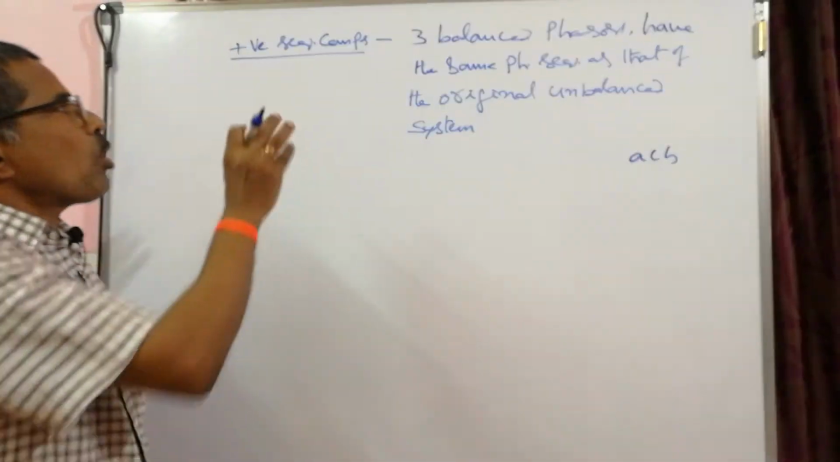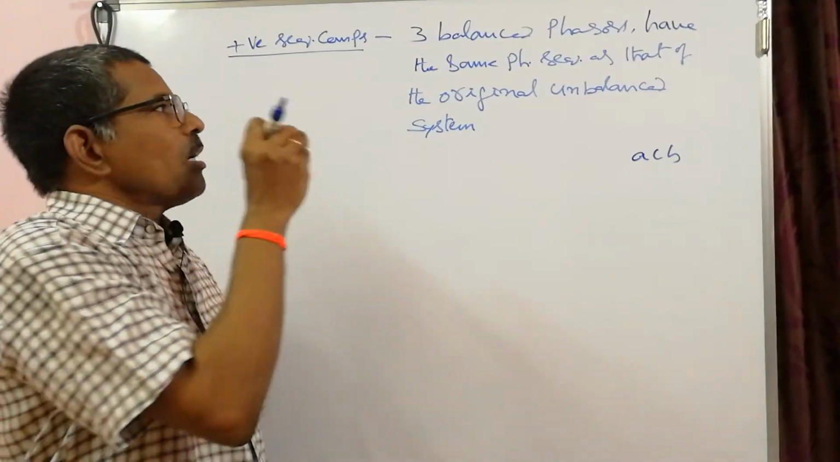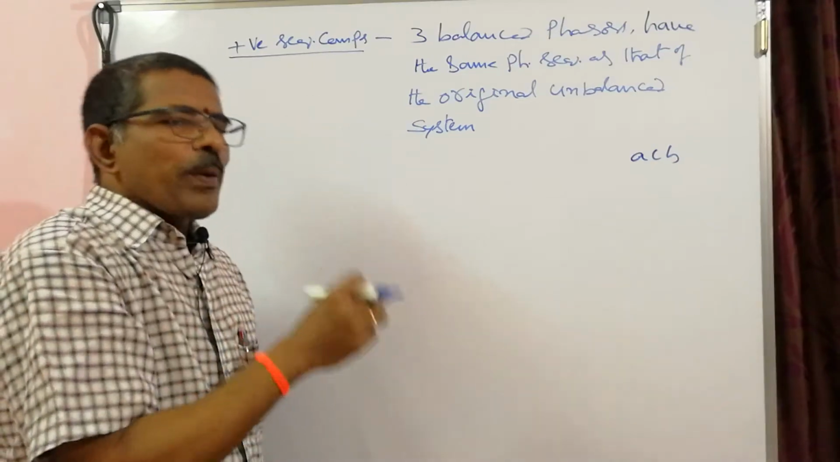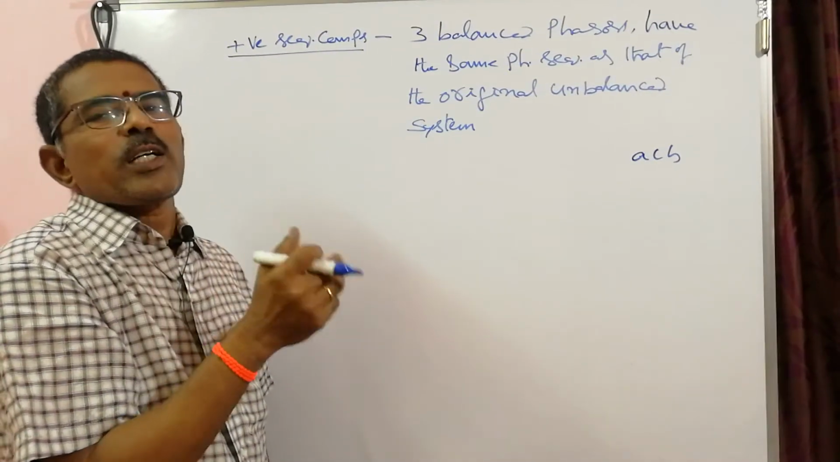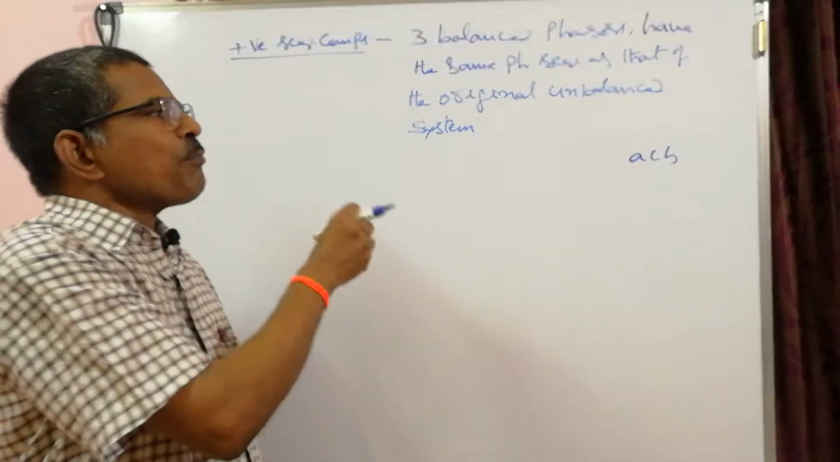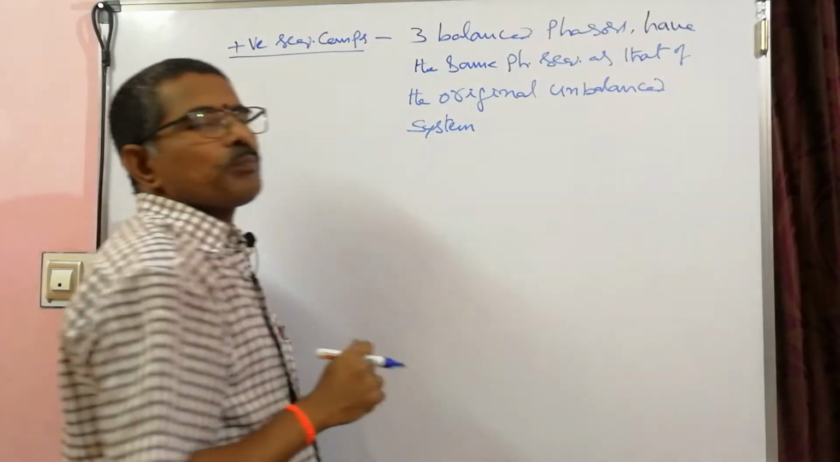That means positive sequence components are 3 phasors which are identical in magnitude, spaced at 120 degrees with respect to each other, and these phasors follow the same phase sequence as that of the original unbalanced system. Okay.